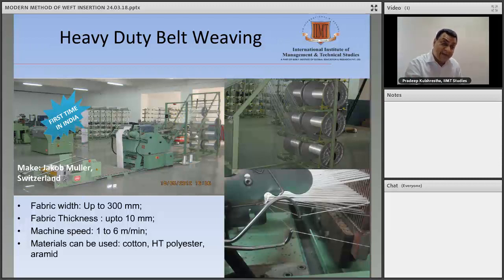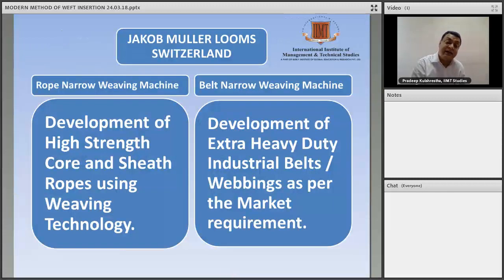Up to 300 meters of white fabric can be woven on these machines. Fabric thickness is up to 10 mm, a belt we can say. Machine speed is 1 to 6 meters per minute. The material can be cotton, high-density polyester, or aramid. Even fibers are converted to carbon for some uses in construction technology.